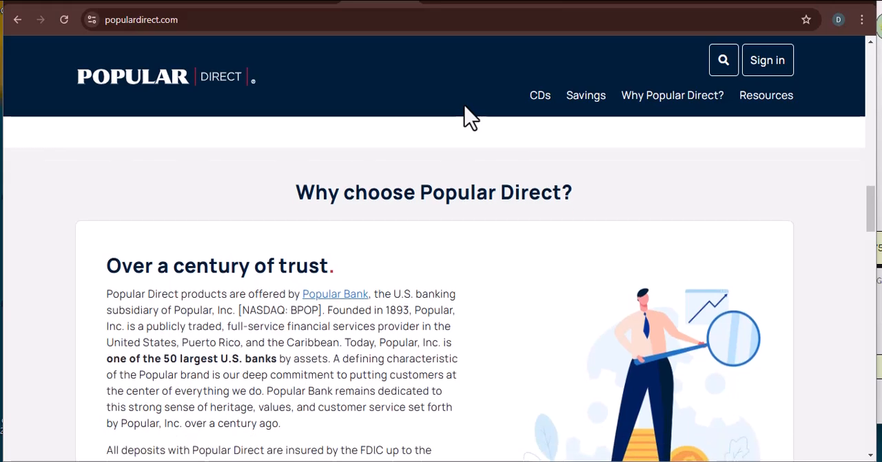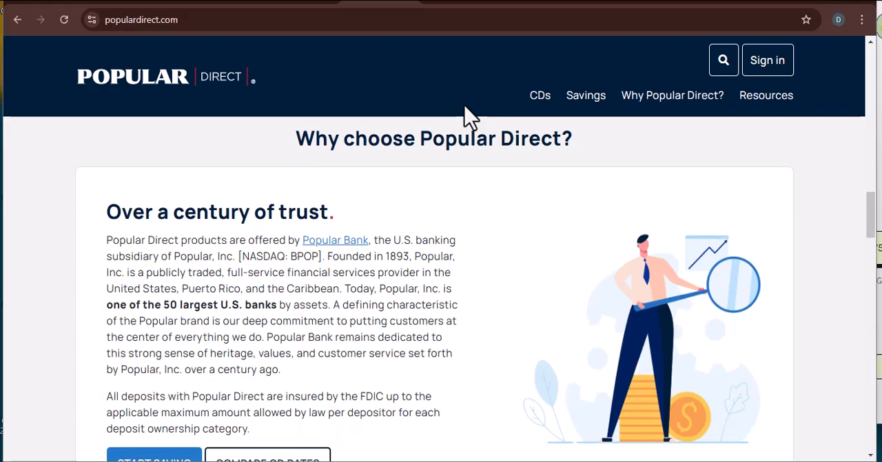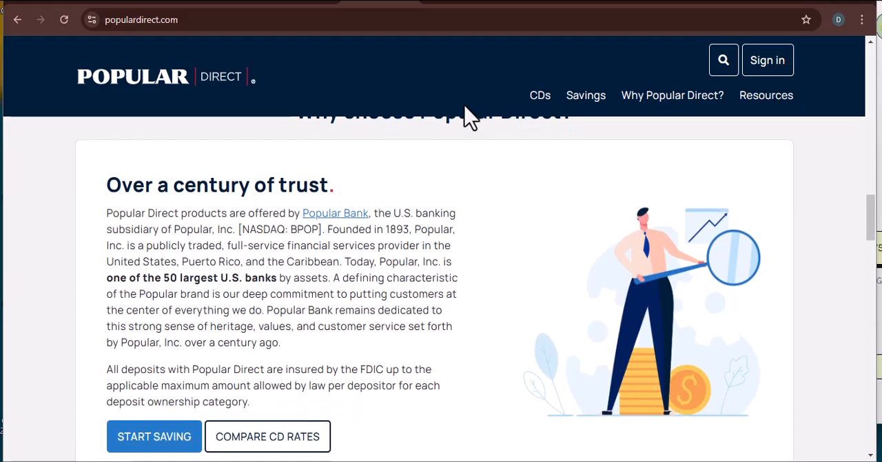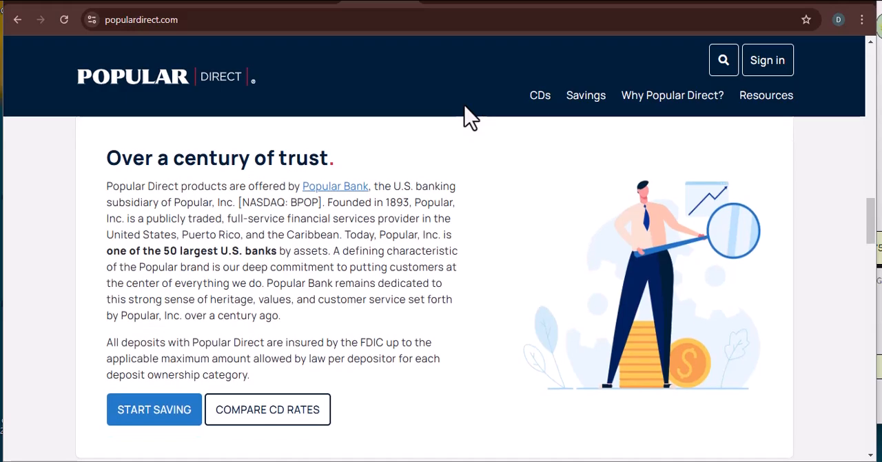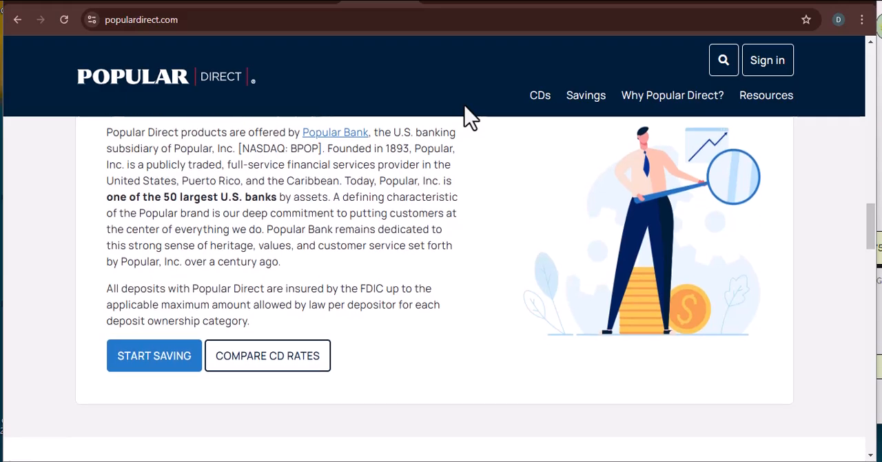With their competitive interest rates, wide variety of products and services, and excellent customer service, Popular Direct is a bank that you can trust. So, what are you waiting for? Open a Popular Direct account today and start earning more interest on your savings.